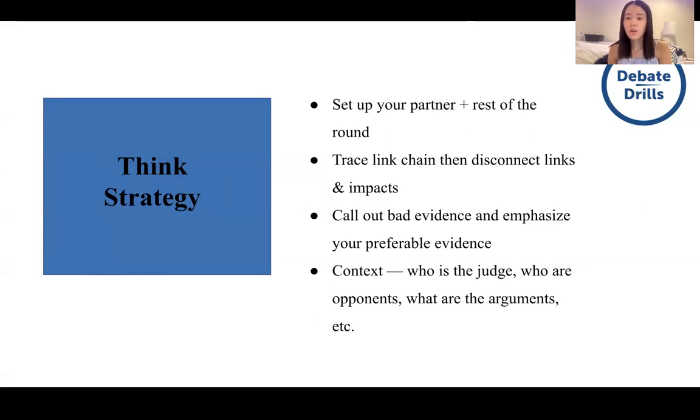Next, you always want to consider the context. So who is the judge? Who are your opponents? And what are the arguments? So if it's a lay judge, you obviously aren't going to want to ask super jargony questions. Instead, you're going to want to ask more big picture, holistic, comprehensible questions and speak more slowly. If it's a more sensitive argument, you want to be a lot more sensitive around those different topics. For example, when it comes to human rights or issues of social justice, etc., you want to be a little bit more sensitive to those.